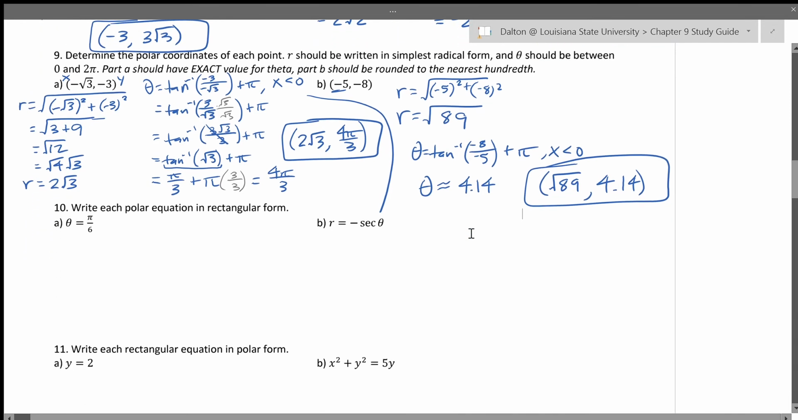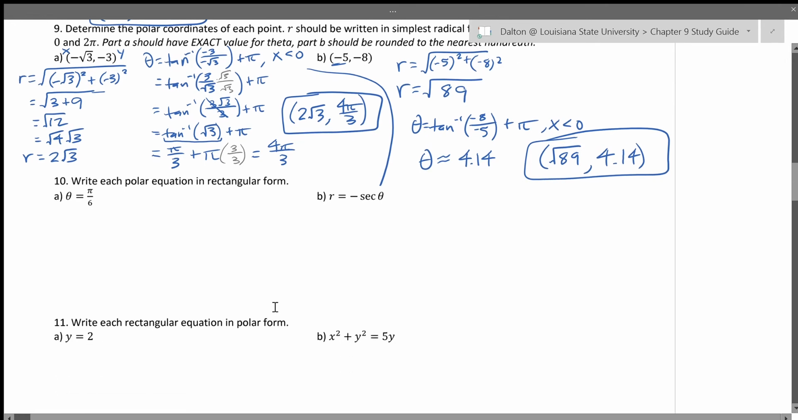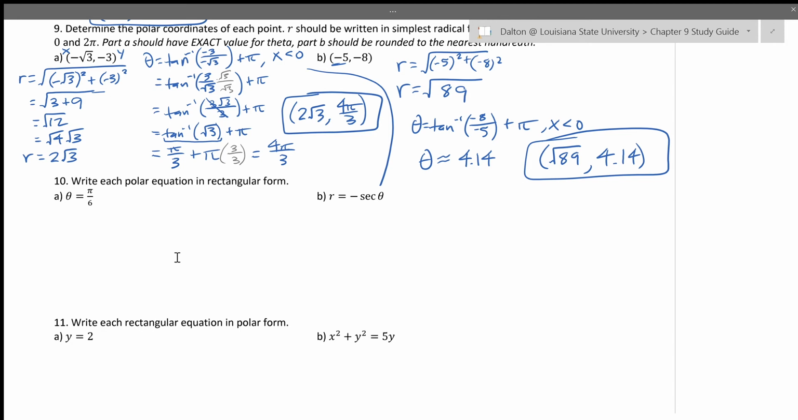Numbers 10 and 11 are similar, except I give you actual equations that I want you to switch back and forth. These types of questions are predictable because you have to use the two equations for x and y, and over here you have to use the two equations for r and theta. For 10 and 11, when you just have to switch the forms, there is no clear cut, this is what you do every single time and this is how you get the answer.